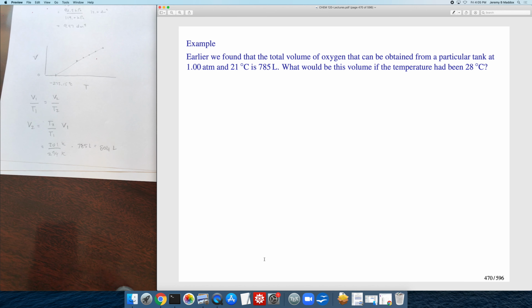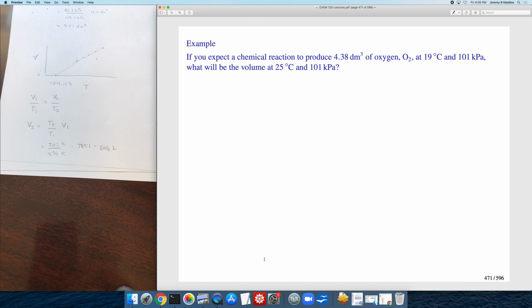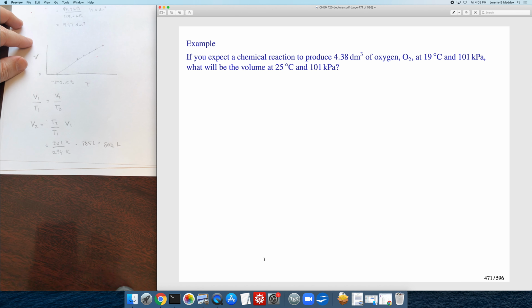I think you're going to find that this problem is identical. You're given a volume of oxygen gas at 19 degrees Celsius, and they want you to calculate the volume at 25 degrees Celsius at the same pressure. Okay, and so since pressure is constant and it's implied that the number of moles of gas is constant, this is a Charles' law problem, and so you would use this exact same approach to calculate the answer.